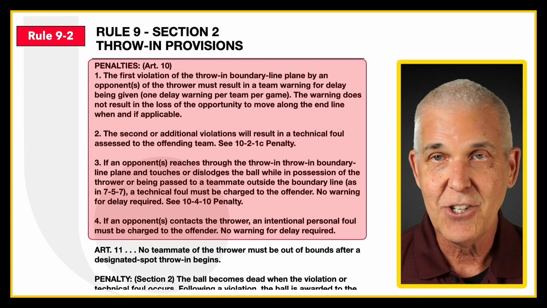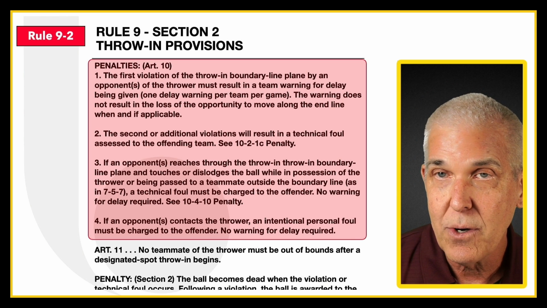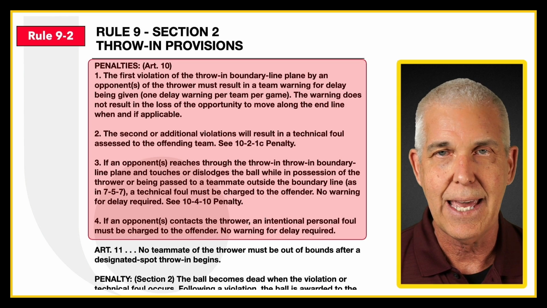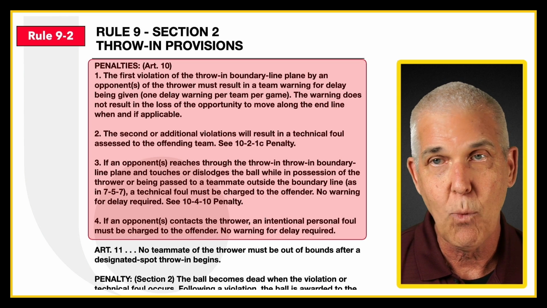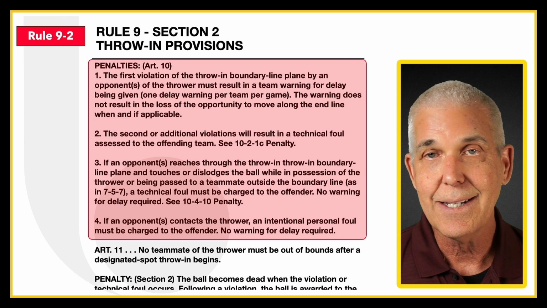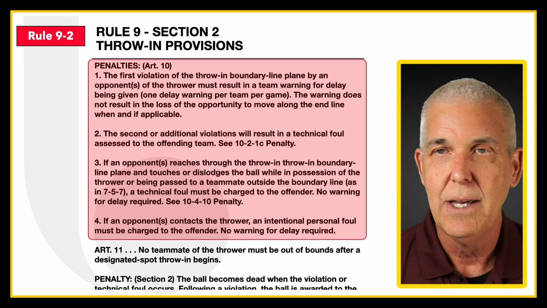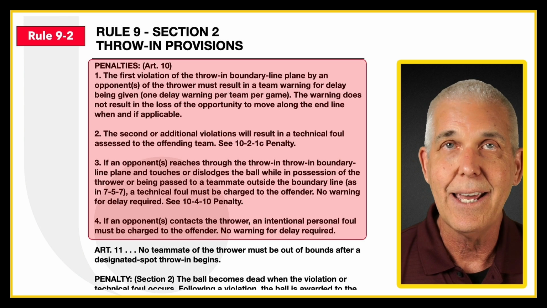All right, the penalties for violations. The first violation of the throw-in boundary plane by an opponent of the thrower must result in a team warning for delay being given. 1 delay warning per team. The warning does not result in the loss of the opportunity to move along the end line when and if applicable.